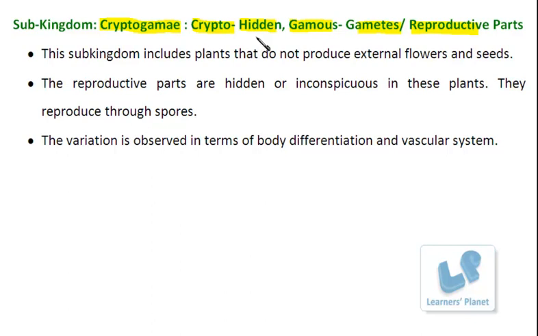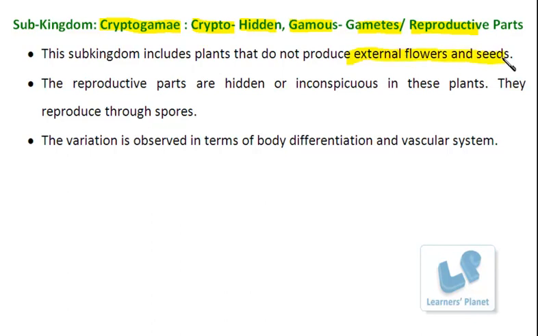So in such types of plants, these reproductive parts or the gametes are not exposed. They are present in hidden conditions. And of course, these hidden parts are not producing the external flowers or the seeds.